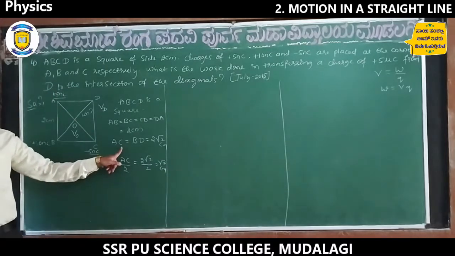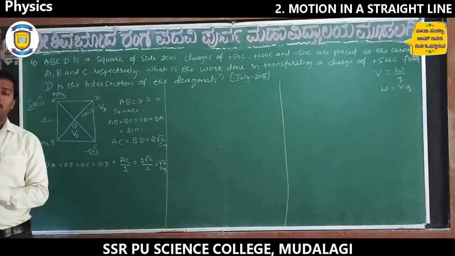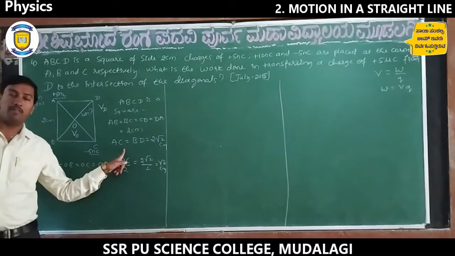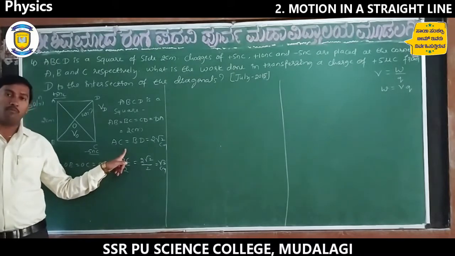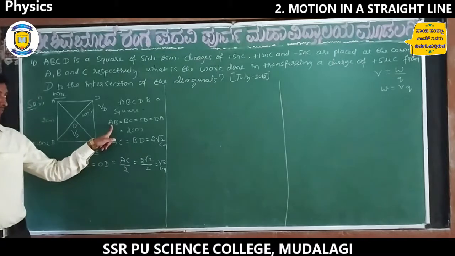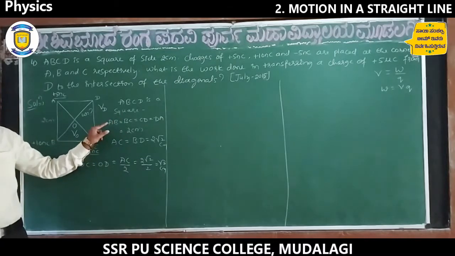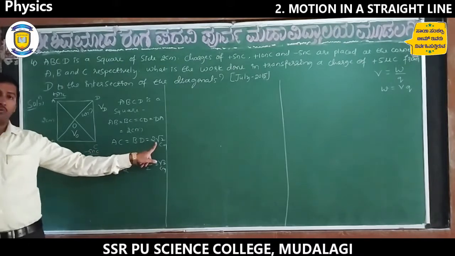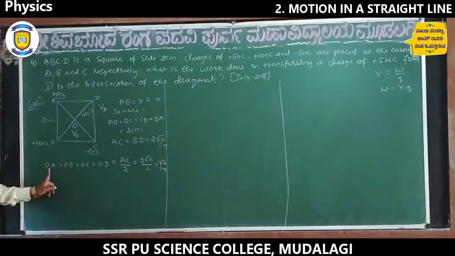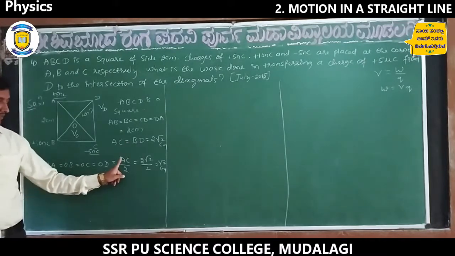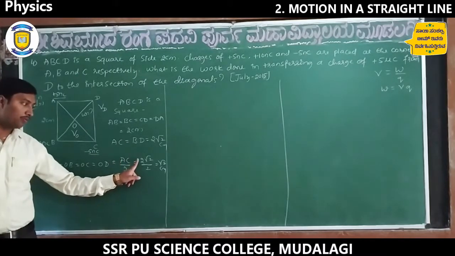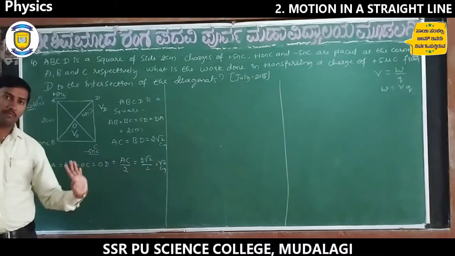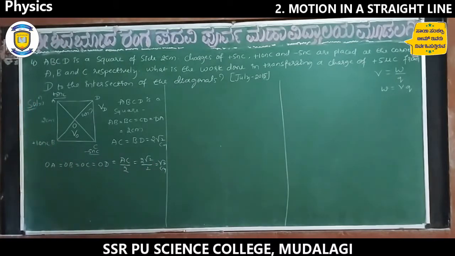We discussed this in the previous class and the previous chapter, while discussing the electric field. ABCD is a square, so AC equals the diagonal, 2 root 2. At the intersection of the diagonals, OA equals OB equals OC equals OD, which is the diagonal by 2. That is 2 root 2 by 2, which is root 2 cm. You can calculate the same.